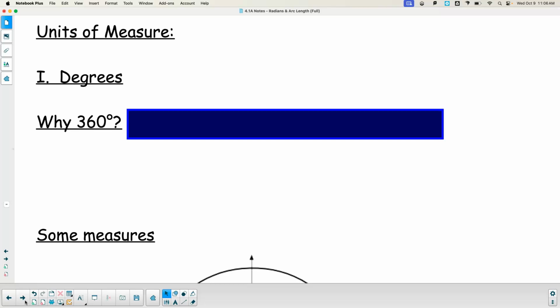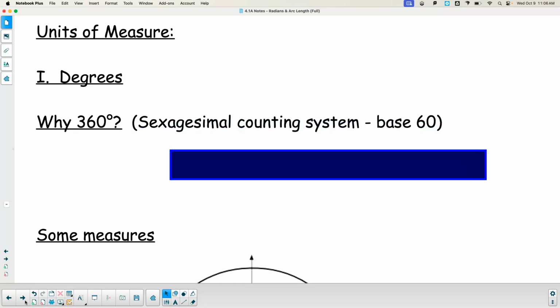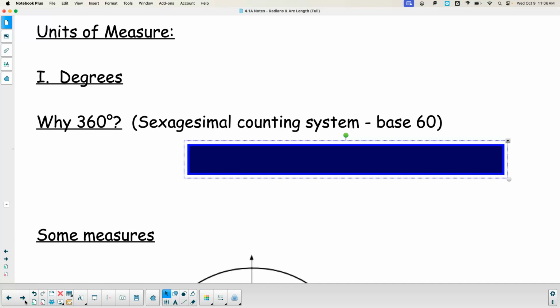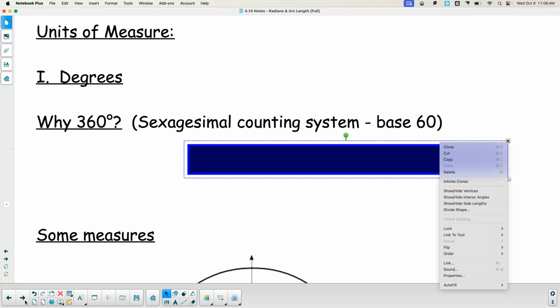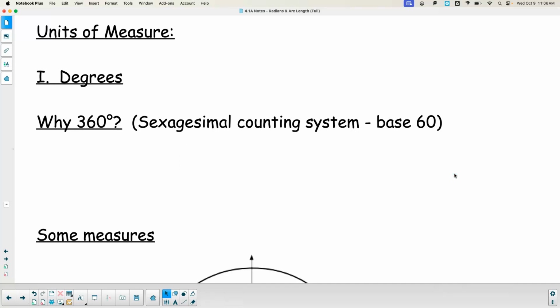So if we start with angles, well, there's 360 degrees in a circle, right? You've learned that. You've done that before. Okay? 360 degrees all the way around one particular point. Okay? Why do they go with 360 degrees?